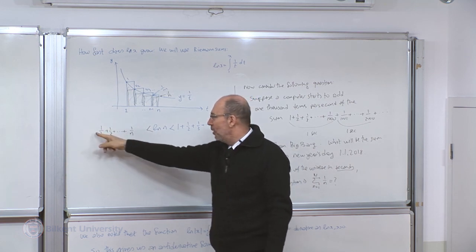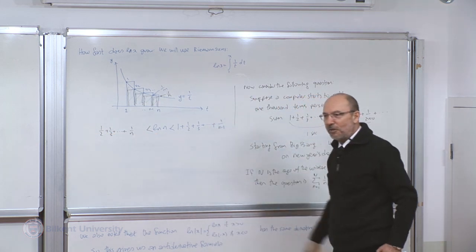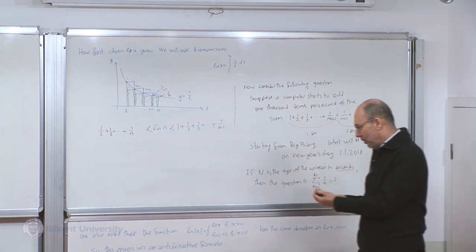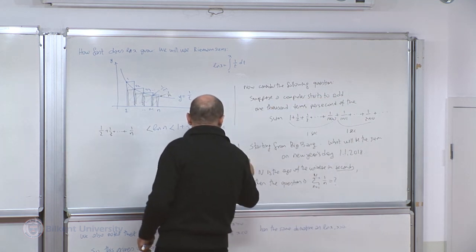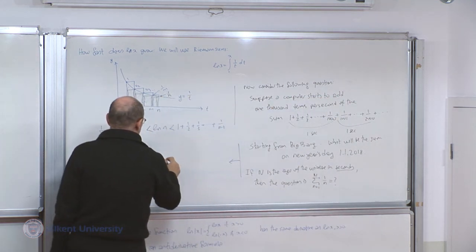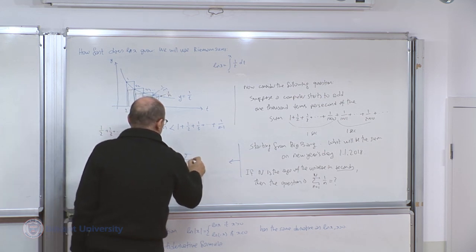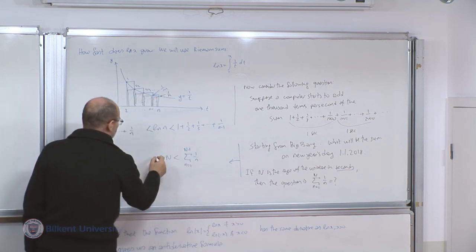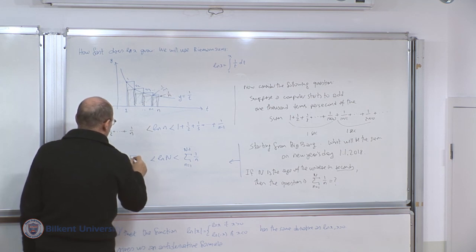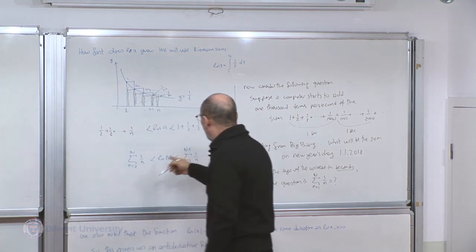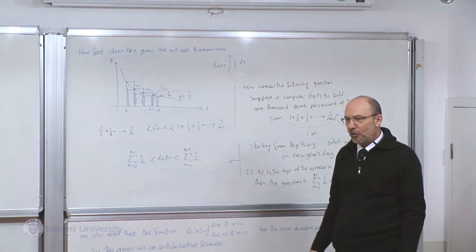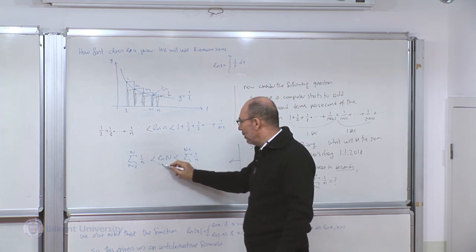There is only 1 term missing here. So ln n is less than the summation n equals 1 to n minus 1 of 1 over n, and larger than the summation n equals 2 to n of 1 over n. On both sides, just one term is missing. So approximately, this is the answer.